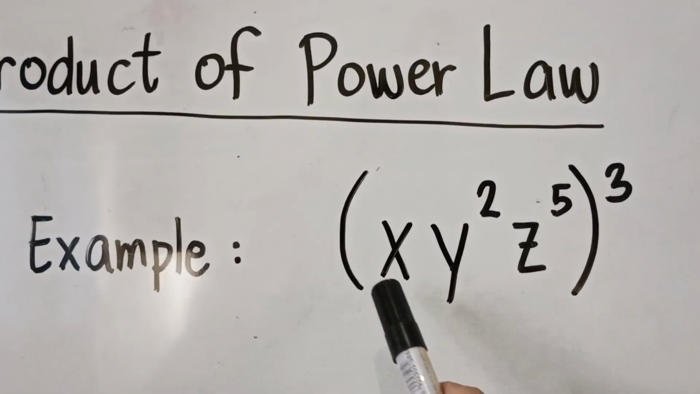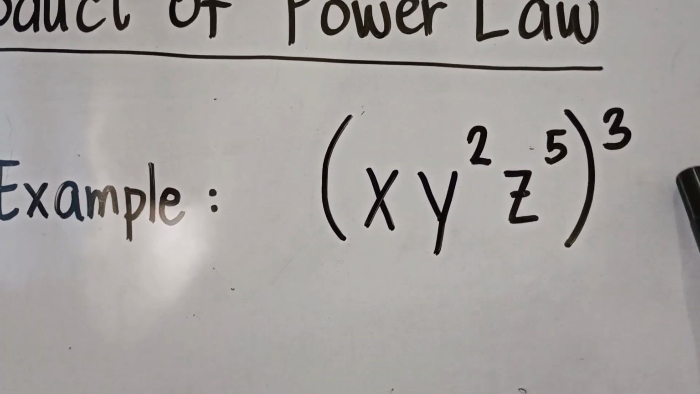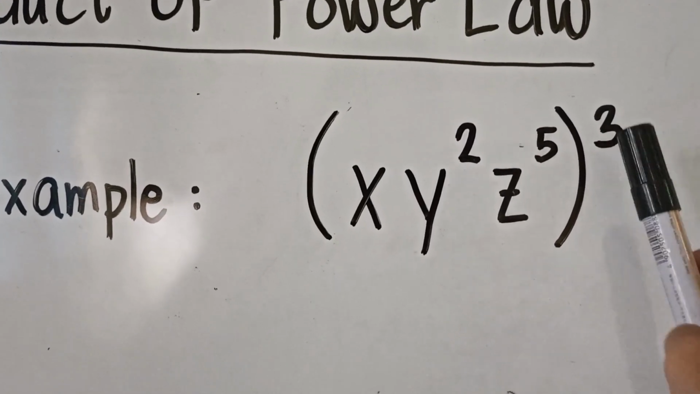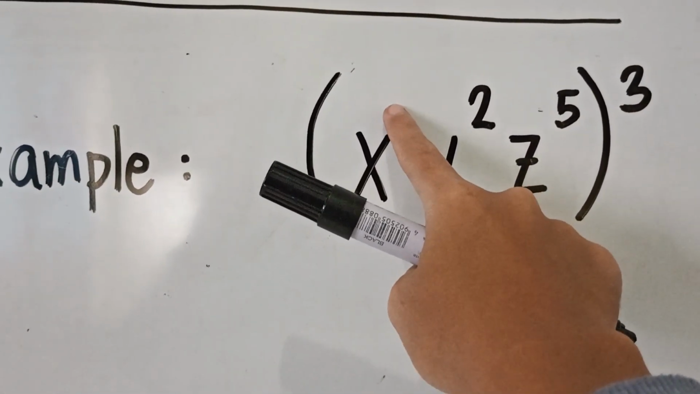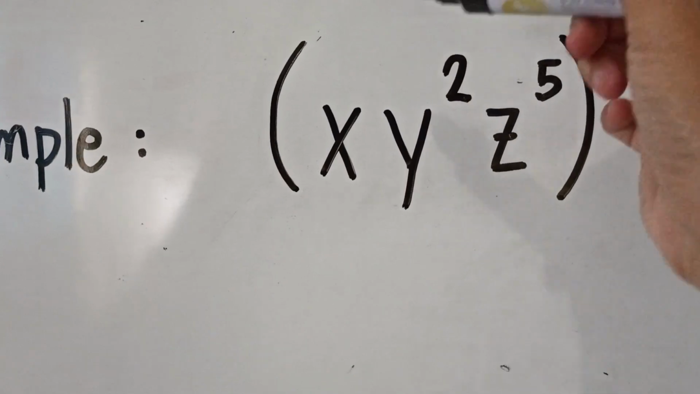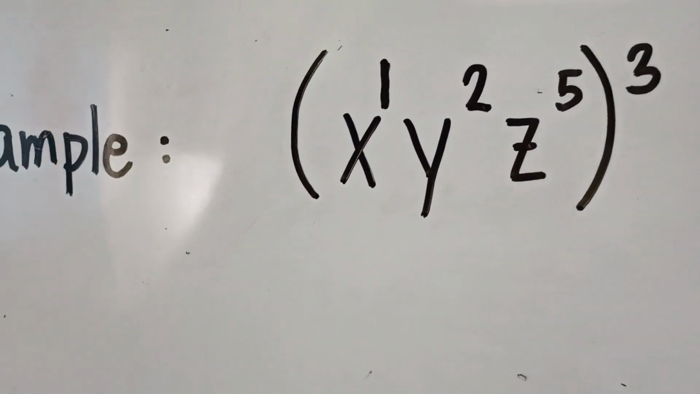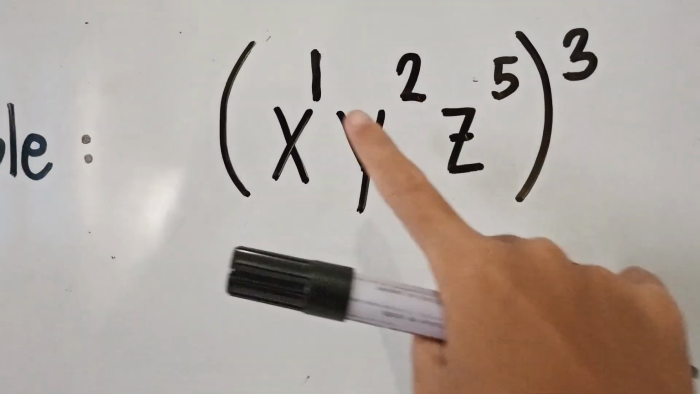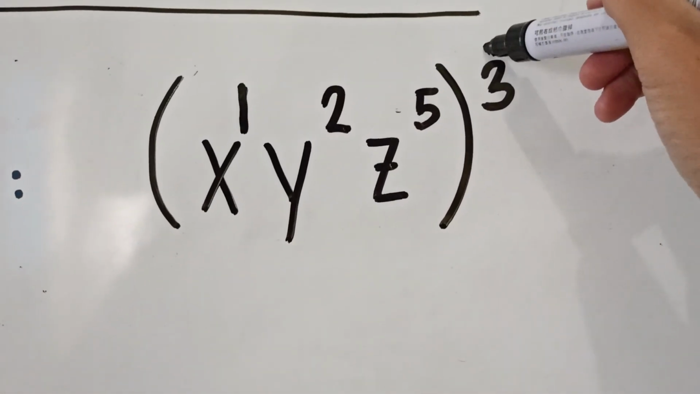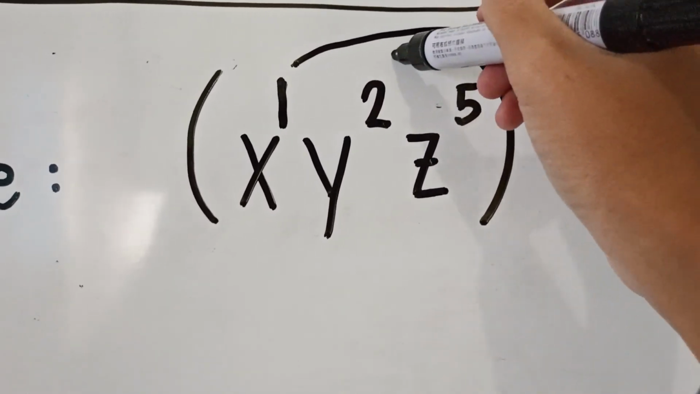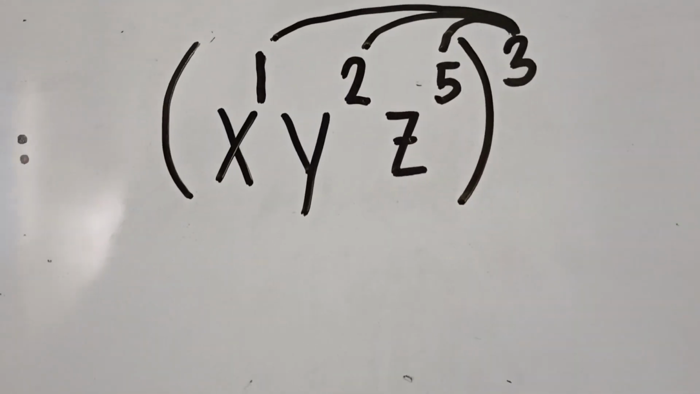Another example is the quantity x, y squared, z to the power of 5, all raised to the power of 3. As you can see, we've got 3 variables here. And mind, the variable x doesn't have an exponent there. However, there is an invisible one. Again, always remember that there is an invisible exponent 1 if you don't see any exponents at all. Now, we need to distribute the exponent 3 to the internal exponents. That's how we do the distributive.